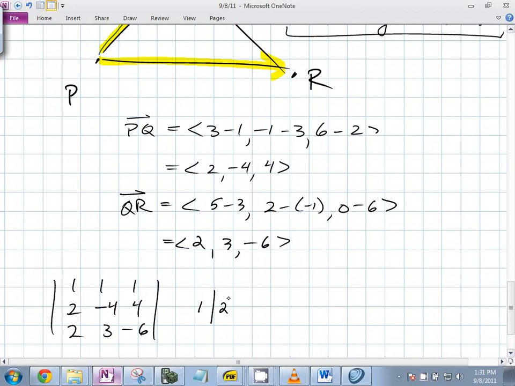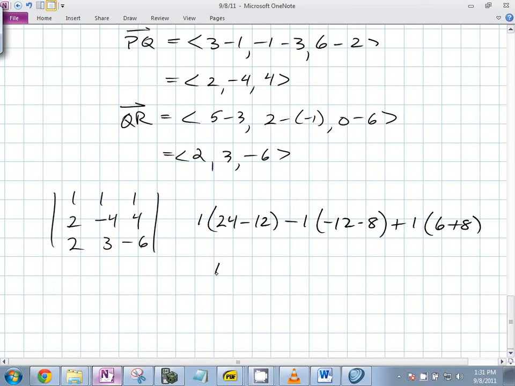Oh, sorry, I don't need an absolute value. 1 times (24 minus 12) minus 1 times (-12 minus 8) plus 1 times (6 plus 8). So I end up with 12, comma, 20, positive 20, right? Because it's a negative 14 like this. So that's your normal vector. Are we good with that?